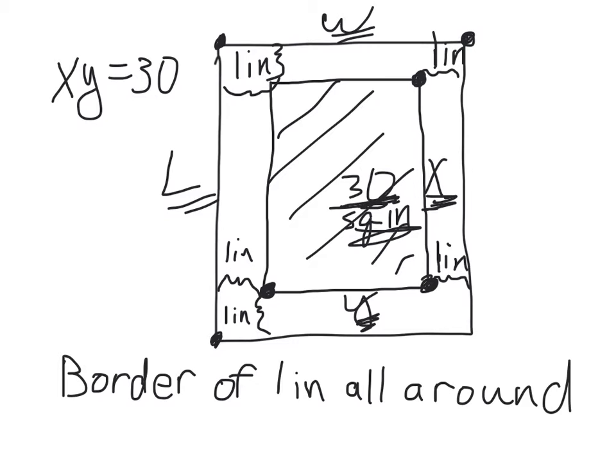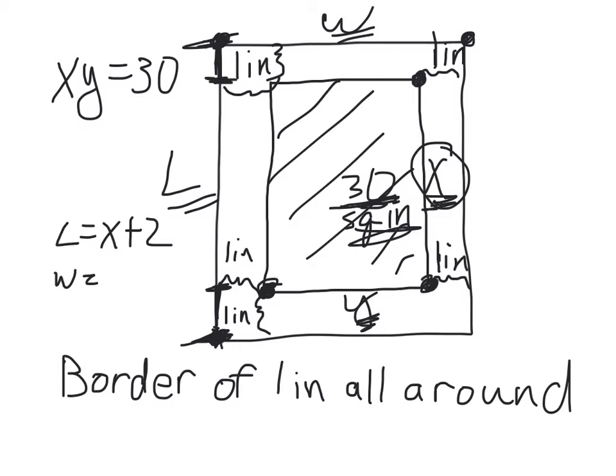Okay. Now, what about the length and the width? How can we represent L with what we have done so far? Could we just do x plus 2? Okay, exactly. The length from here to here, well, this much is x. And then we have 1 inch here and another inch here. So the length is going to be x plus 2. What about the width? Okay, width will be y plus 2.